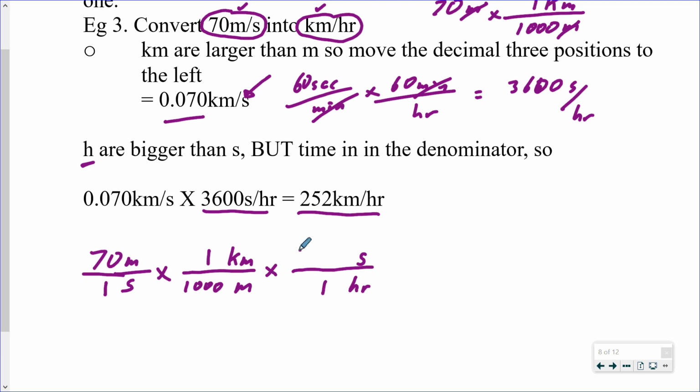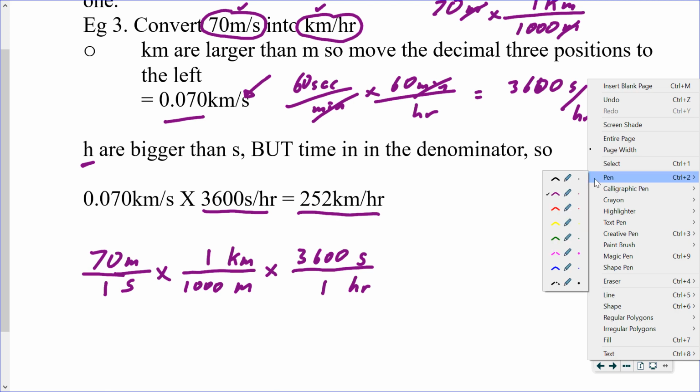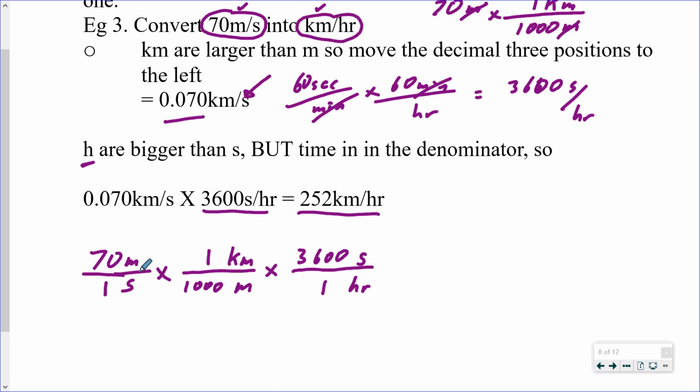In 1 hour, there are 3,600 seconds. So let's cross out some of the units here that we're getting rid of. If I have meters in the numerator and the denominator, they cancel out. If I have seconds in the denominator and the numerator, they cancel out. What am I left with for units?